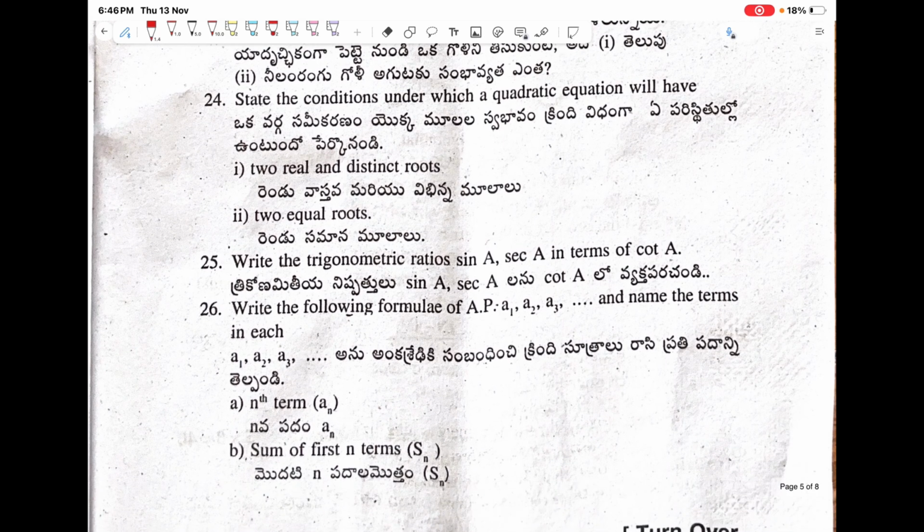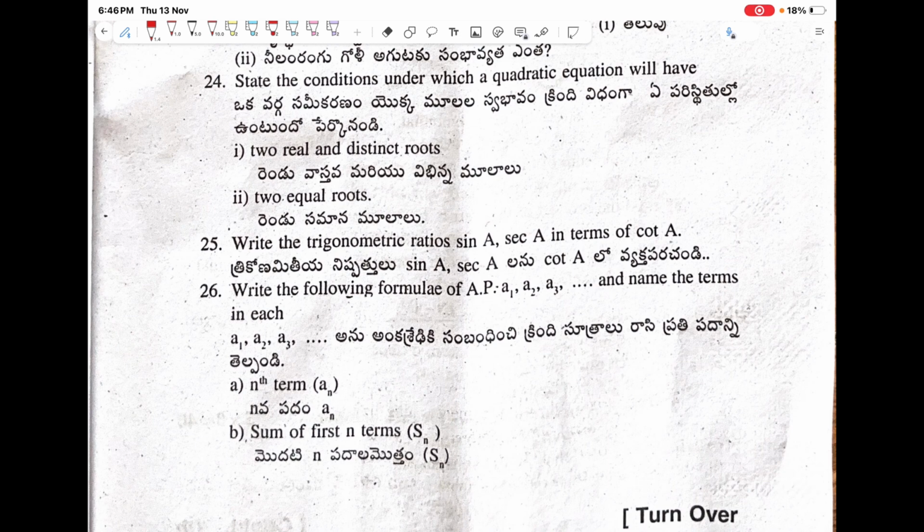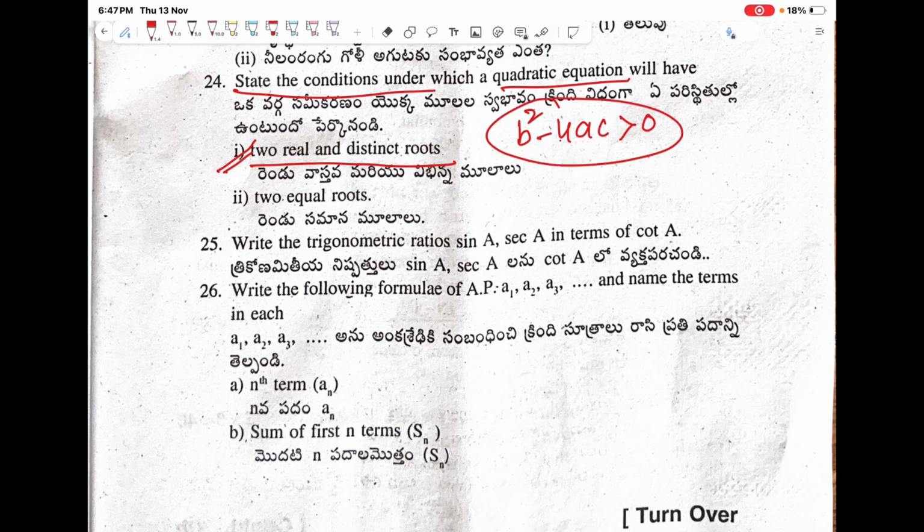State the conditions under which a quadratic equation will have two real and distinct roots. When a quadratic equation will have two real and distinct roots? When the discriminant, which means b square minus 4ac, is greater than 0, you will have two real distinct roots. That's all. You have to write only this condition.